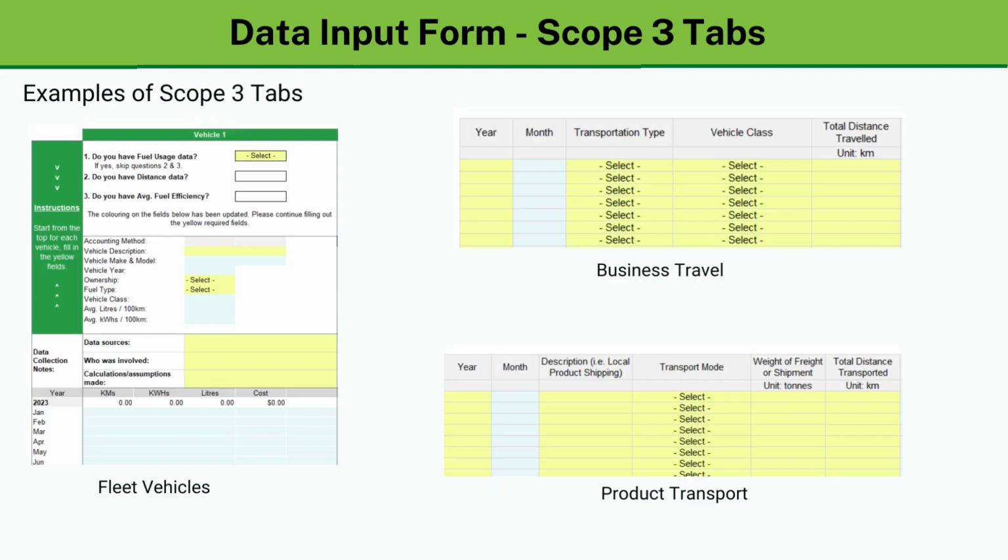If you have any Scope 3 data sources that you would like to include, you will add the data in the corresponding tabs. This includes fleet vehicles, business travel, employee commuting, product transport, paper, purchased gases, fire suppression, and fugitive gases. This is a quick glance of what the tabs look like for fleet vehicles, business travel, and product transport. This video will not cover each of these sources in detail, but let us know if you do have any questions about reporting this data.